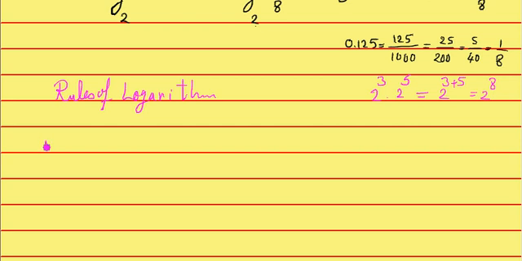The rule says if you have the logarithm of a number times another number, so two numbers are multiplied, what you can do is take the logarithm of one of them, take the logarithm of the other one, and then add them to each other. It does not matter what base you have here. The base could be any number you wish, so long as it is the same number.